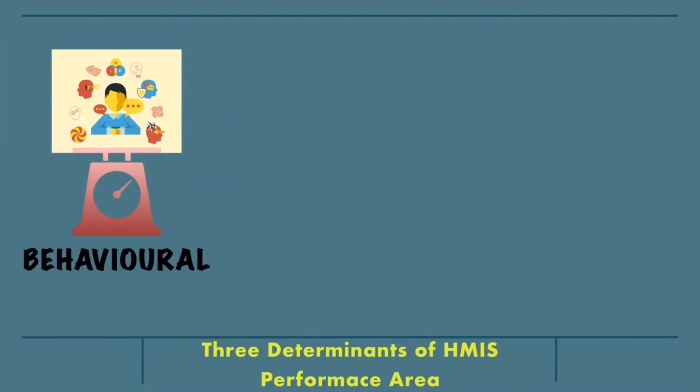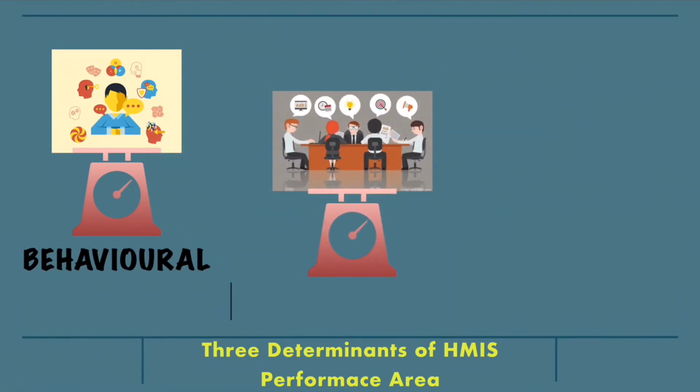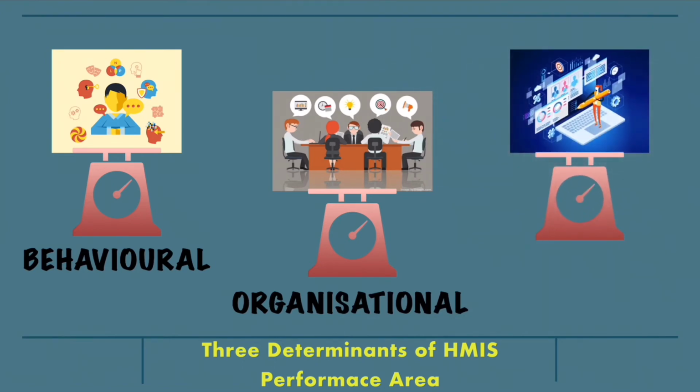There are 3 determinants of HMIS performance area. First, we have behavioral. It is the good behavior of the personnel. Second is organizational. It refers to the structure of an institution. It is either problems in a budget or support in HMIS. The third one is technical. It refers to the quality of data, system design, and information technology.